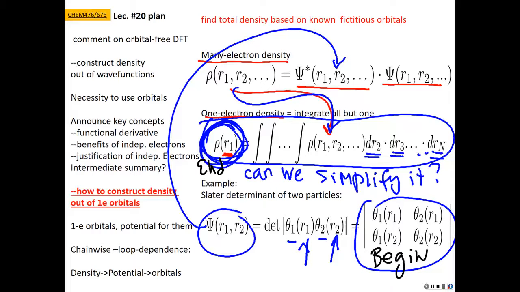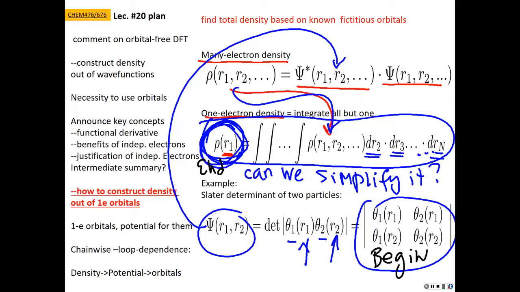Do you want to practice, or do you believe that the third one will also be 0? Also 0. So, what is our conclusion? Rho of R1 is theta 1 star R1 theta 1 R1 plus theta 2 star R1 theta 2 R1. So we perform summation over all available orbitals, number 1 and number 2. All of them depend on R1 only, on the same argument. Conjugate times orbital itself gives theta 1 R1 absolute value squared plus theta 2 R1 absolute value squared.